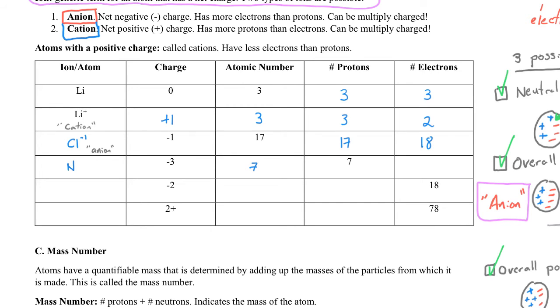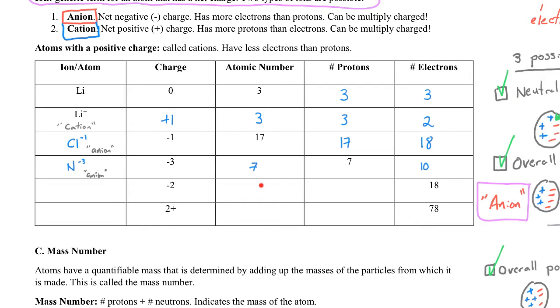Now we see that this particular species has a -3 charge. That means we're dealing with an anion. Now we just need to figure out how many electrons this nitrogen with a -3 charge has. Because it's a -3 anion, that means it has 3 more electrons than protons. So if we have 7 protons, that means we have 10 electrons. If you got that one right, great job. Let's go to the next row.